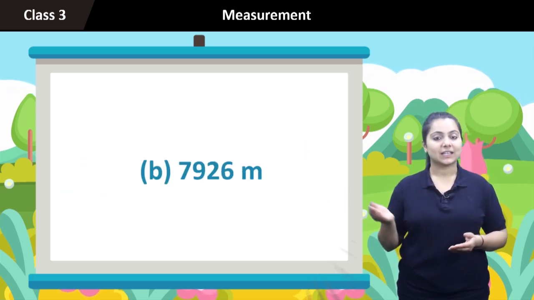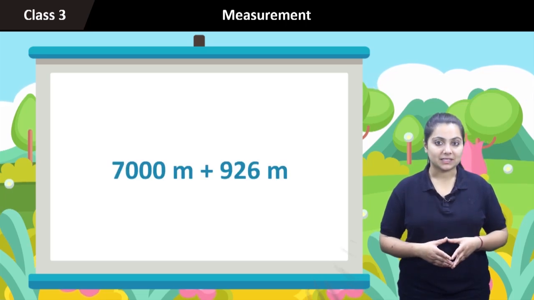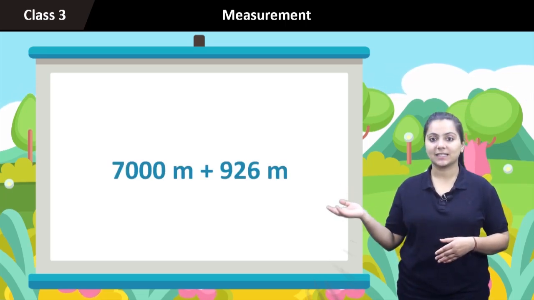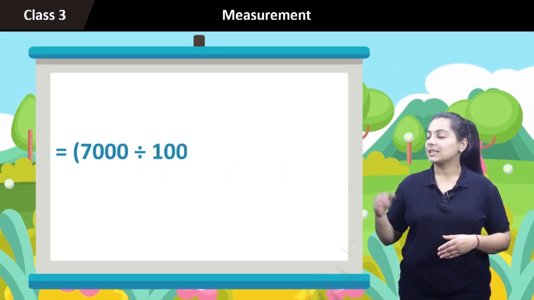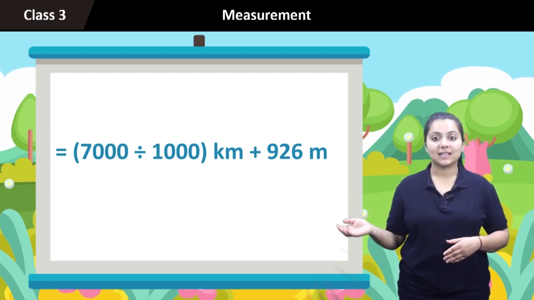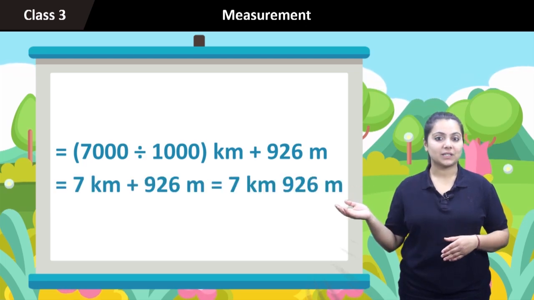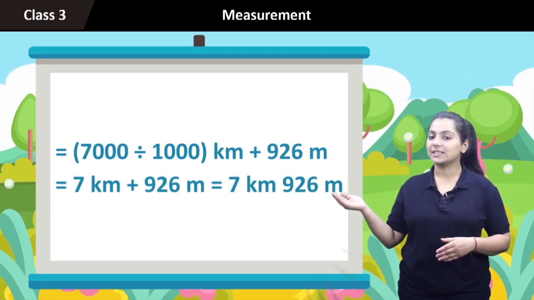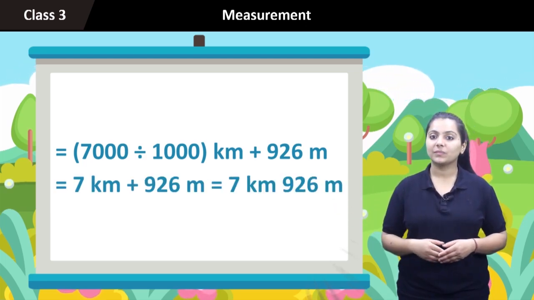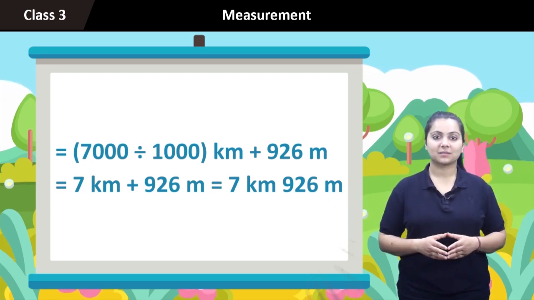B. 7926 meter. 7000 meter plus 926 meter. 7000 divided by 1000 kilometer plus 926 meter. 7 kilometer plus 926 meter is equal to 7 kilometer 926 meters.